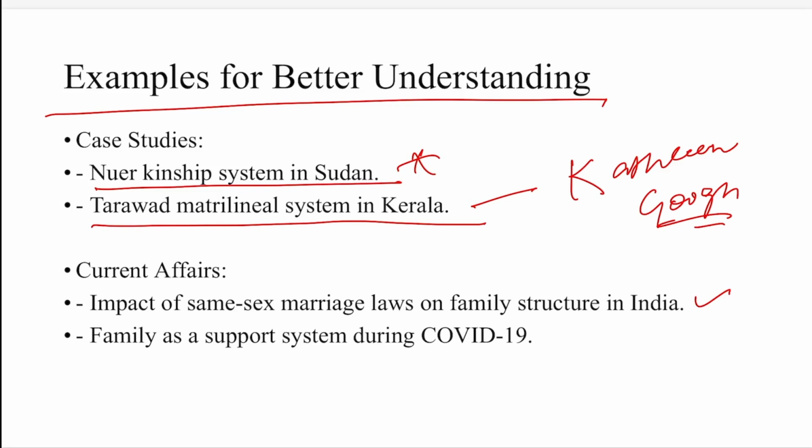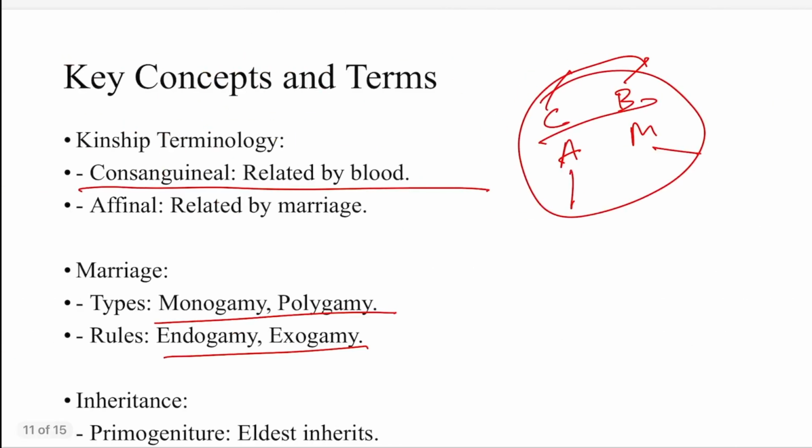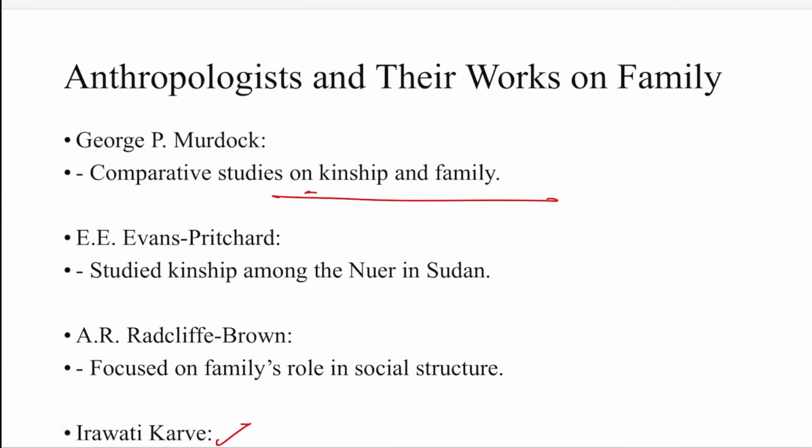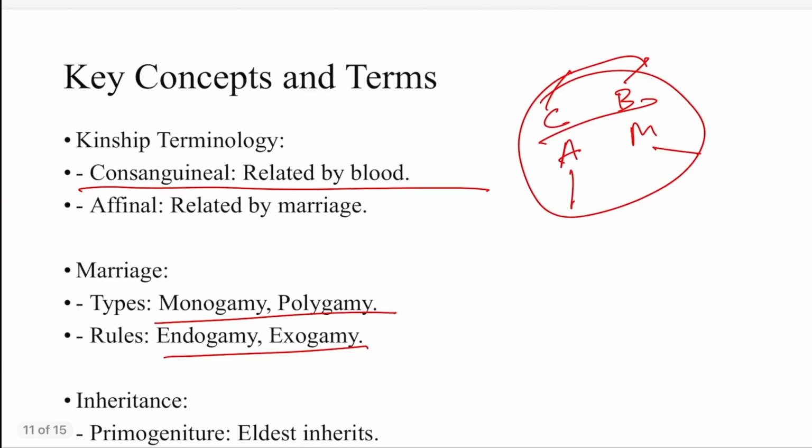We have these mnemonics, and we will revise again. The anthropologists and their works on family, very important ones: George P. Murdock, Evans-Pritchard, A. R. Radcliffe-Brown, and Iravati Karve. So these are four important names from the family section. Next, please remember all this. What I said, CBAM: consanguinal is blood relative, affinal is marriage relative, and every time this question comes, you have to match the following.